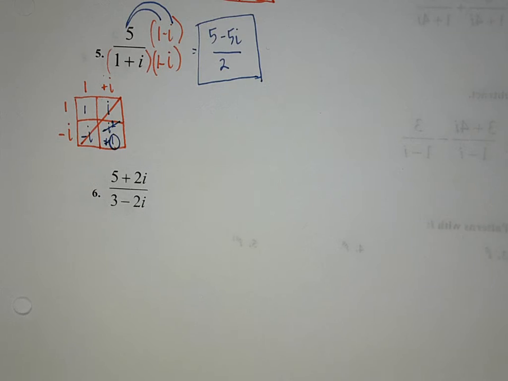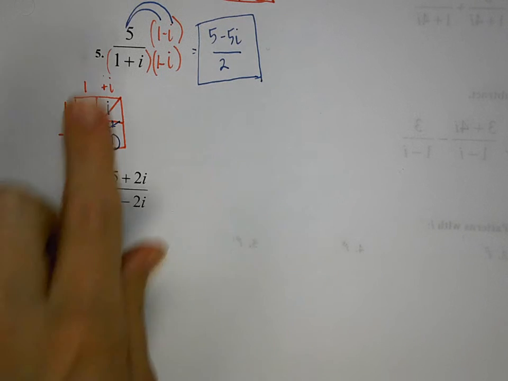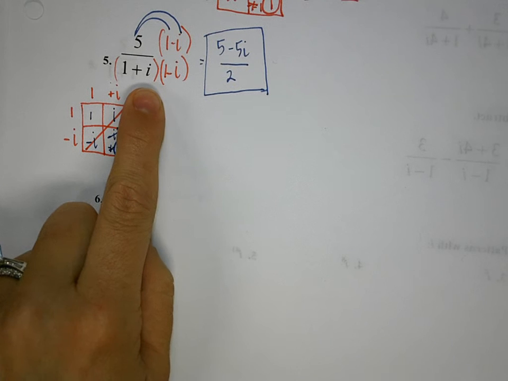Okay, so ask me a question. So let me just kind of recap, okay? Just like we can't have roots in the denominator, we can't have an i in the denominator.